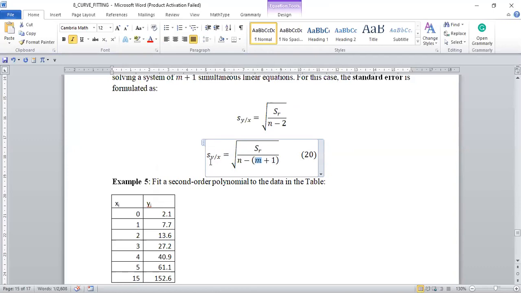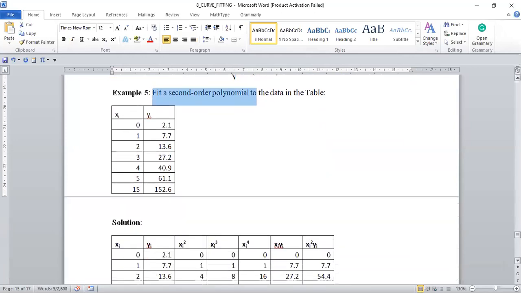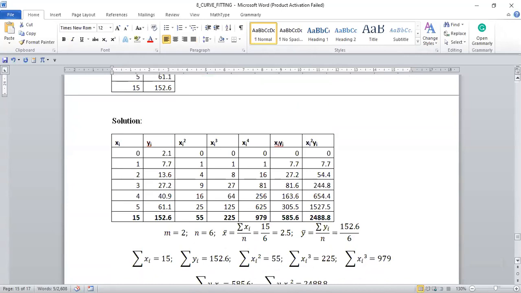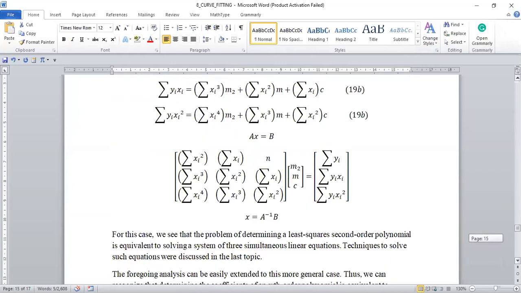So these are used to calculate it, because remember I told you that we want to be able to quantify the line of fit, whether it's actually a good fit or not. So we are going to use another example. Then we're going to fit a second order polynomial to the data in the table. And in order to fit a second order polynomial, look at this particular one.